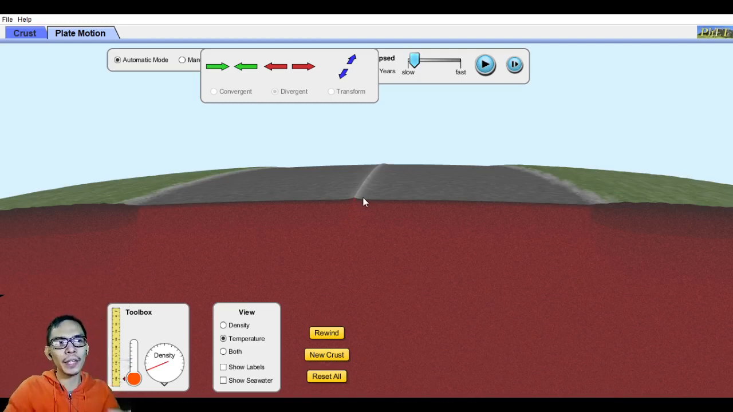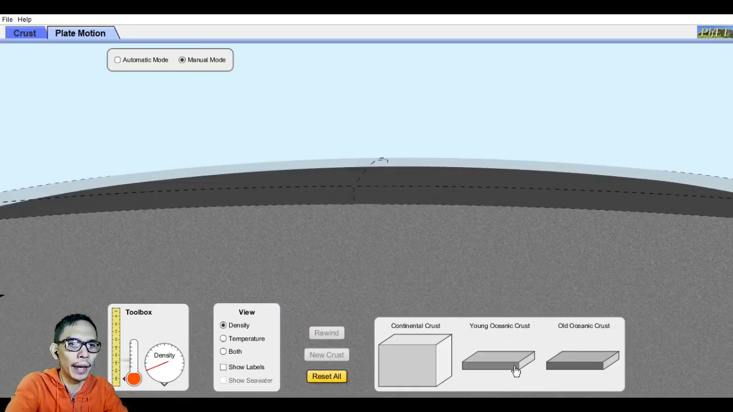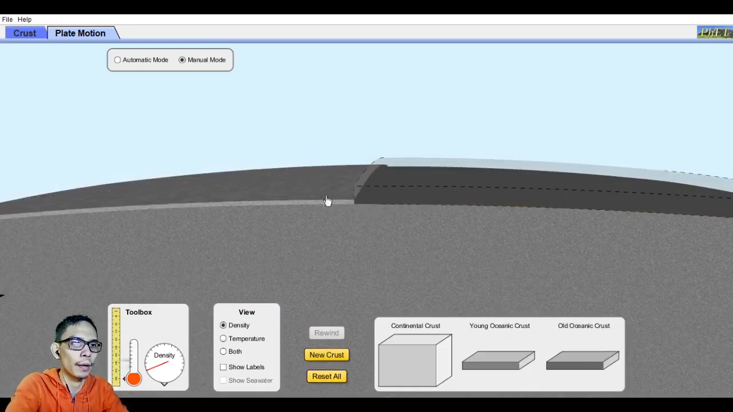Typically, this is a rift valley. Take note, when two continental plates separate, like the one that you have right here, it forms what they call the rift valley. The one underneath the ocean, underwater, is different. Let's reset this one again.